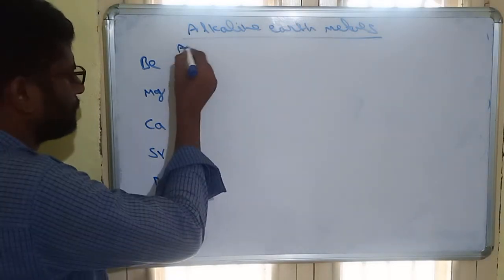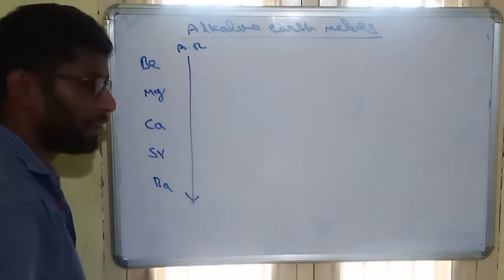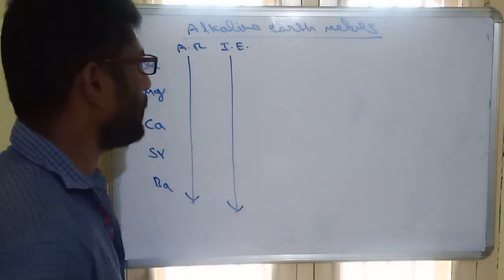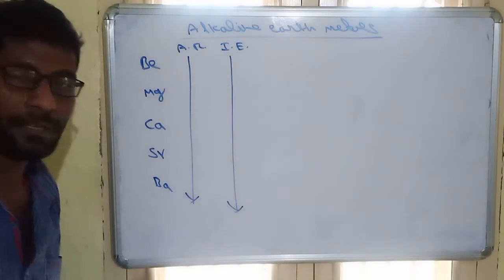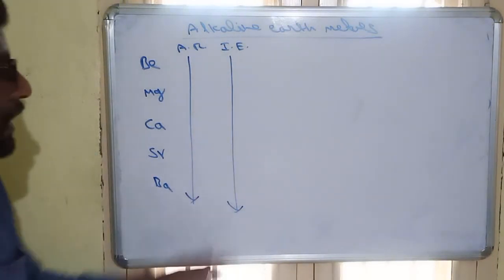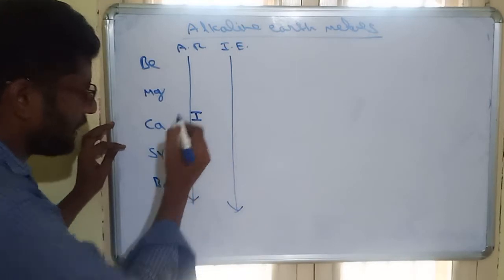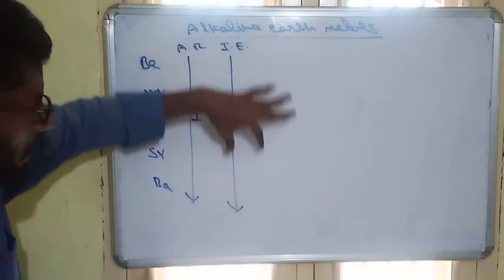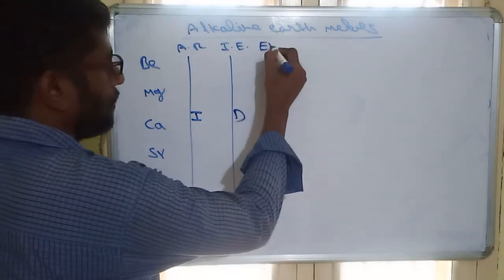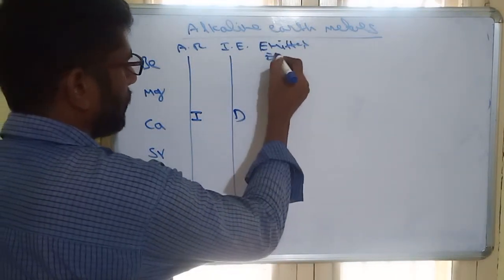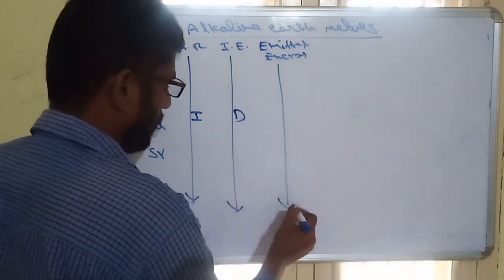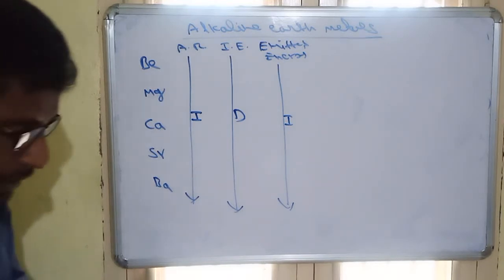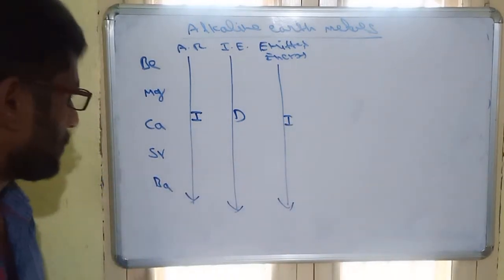As usual, atomic radius increases from top to bottom. Ionization energy decreases from top to bottom. As I told, ionization energy means absorbed energy. If atomic radius increases, ionization energy decreases. If absorbed energy decreases, then emitted energy will increase. So moving from top to bottom, the released energy increases.